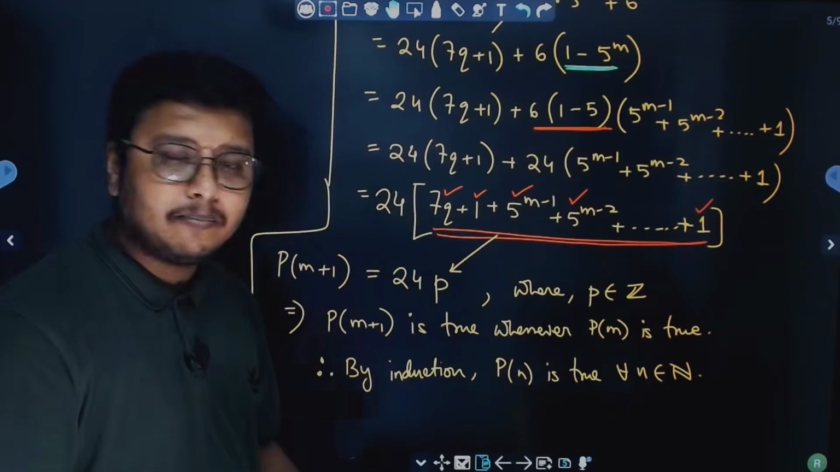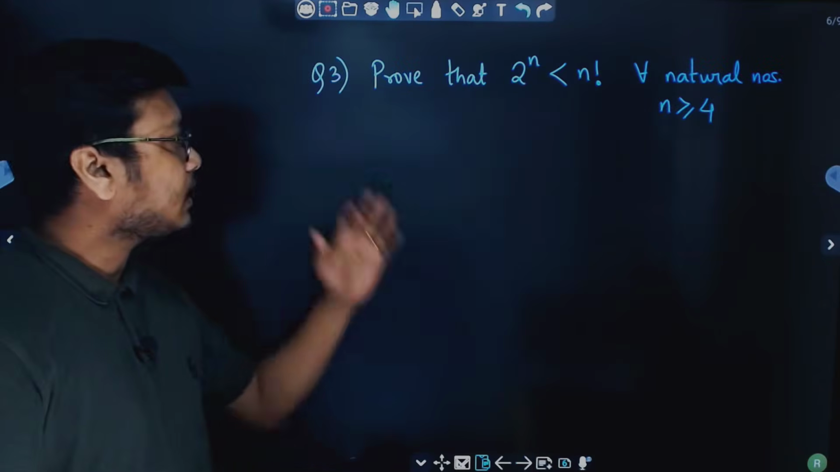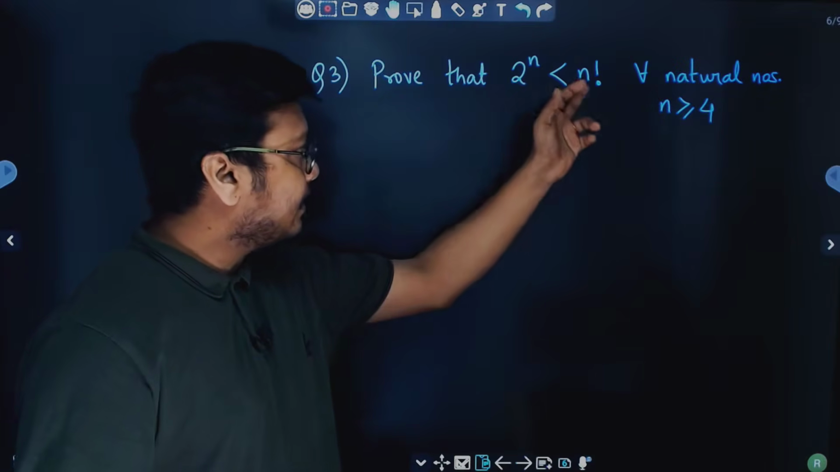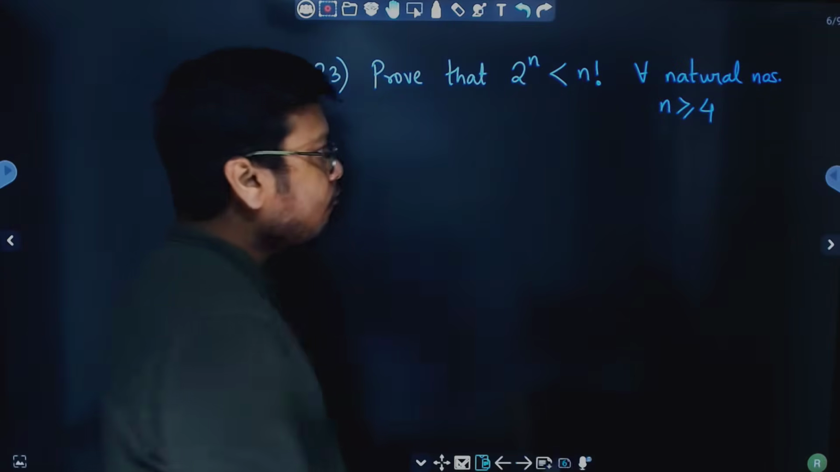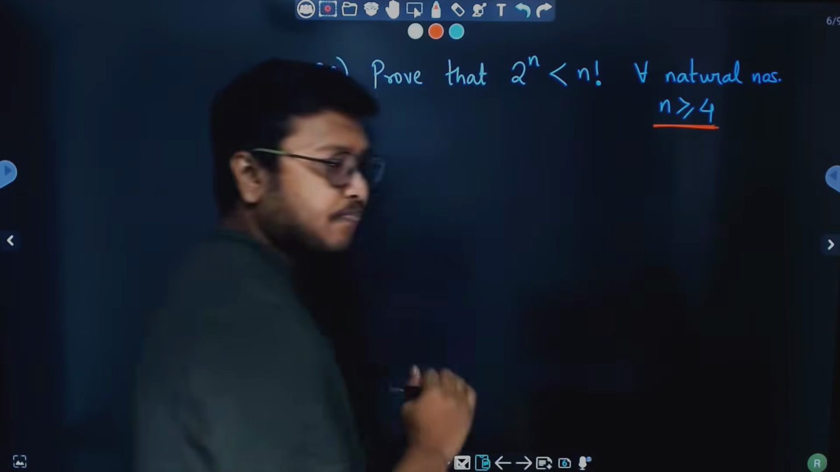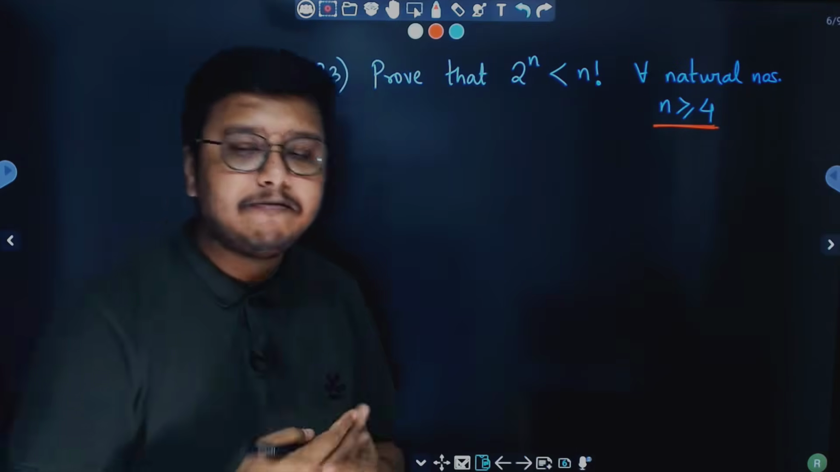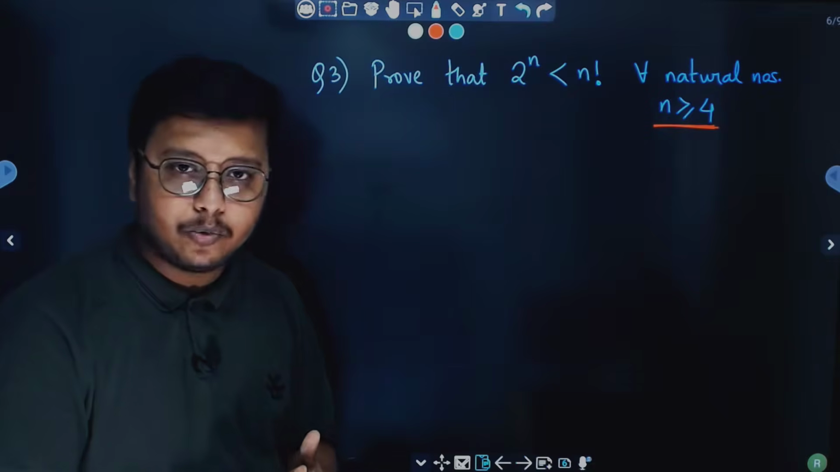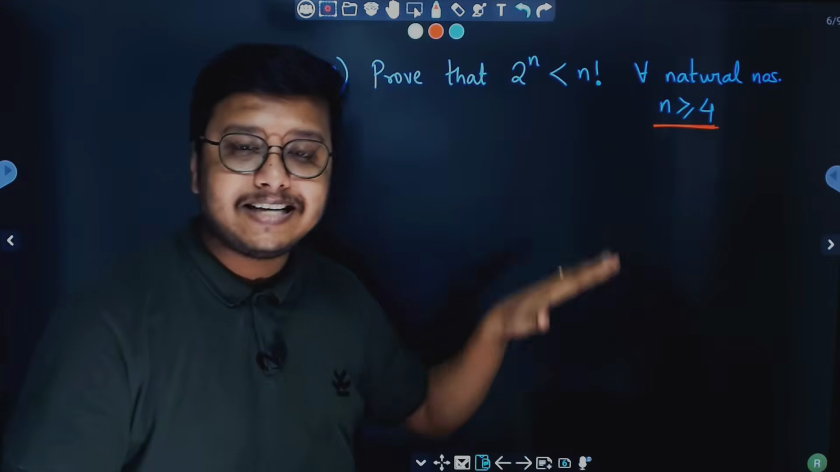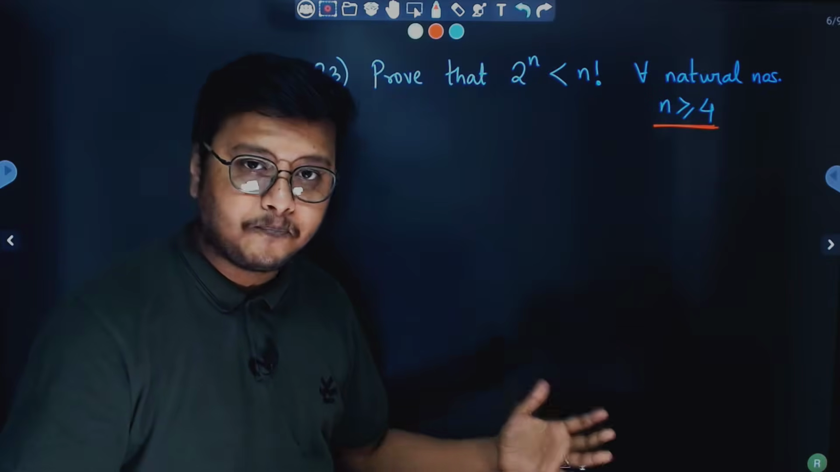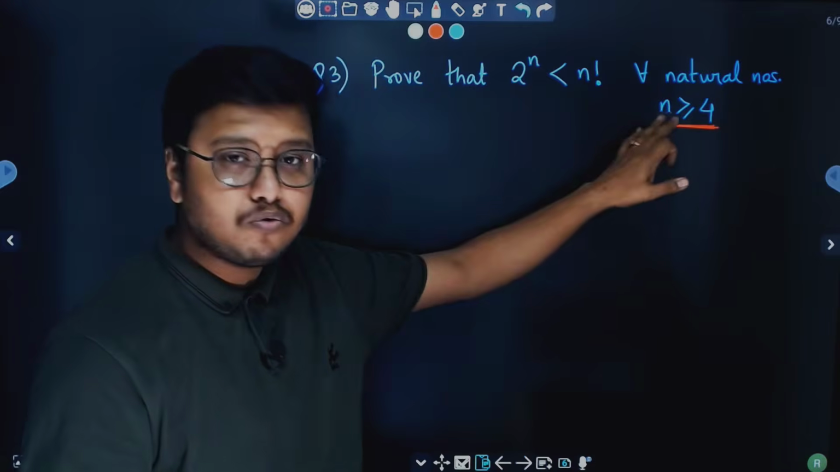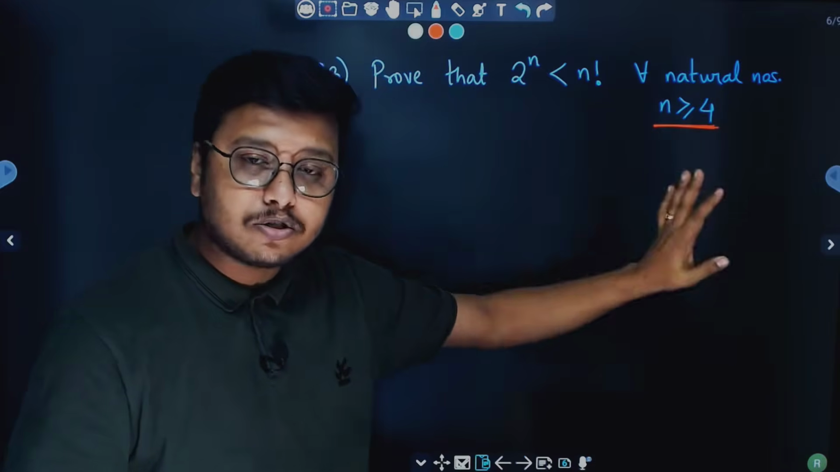Let's take a look at a little bit different kind of a problem. We have to prove that 2 to the power n is less than n factorial for all natural numbers n greater than equals to 4. Now this might be a little bit different compared to the problems that we were doing just now. Here I don't have to show that the statement is true for n equals 1, because it's already mentioned in the question that the statement is true when n is greater or equals 4.